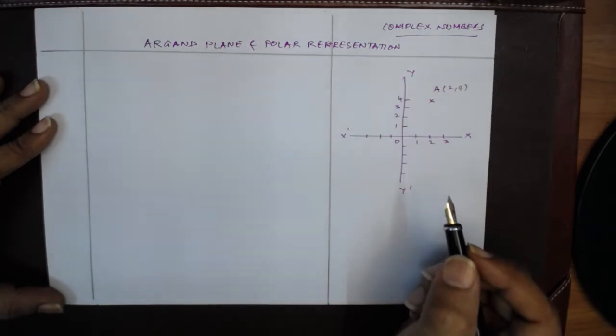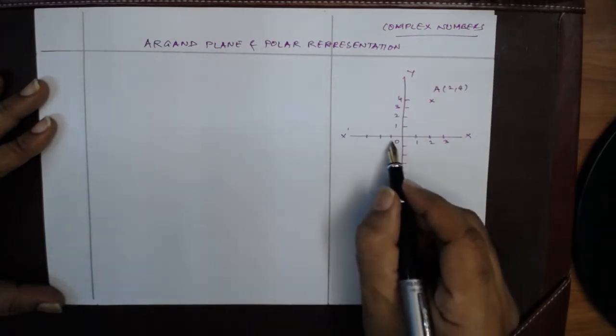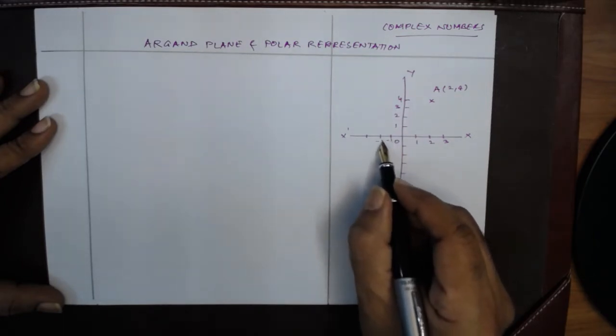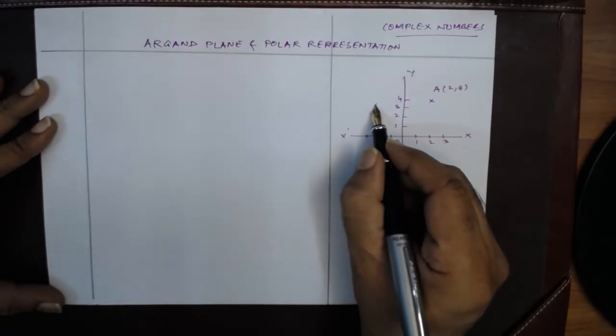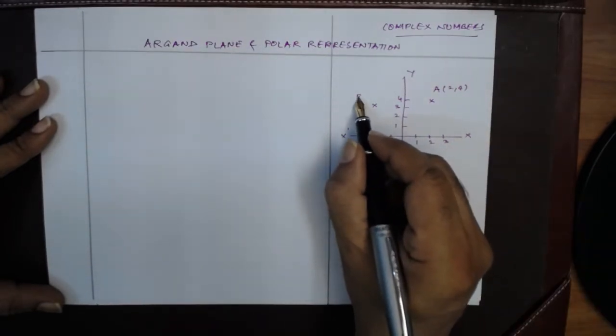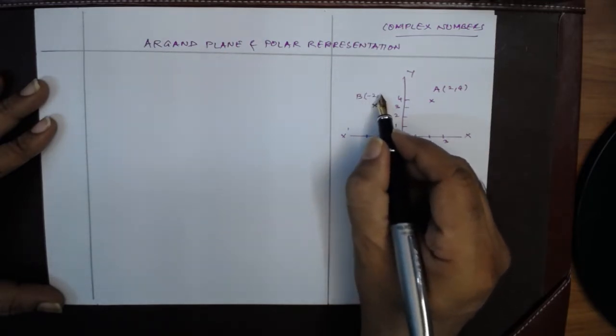Then B, minus 2, 3. Where is minus 2? This is minus 1, this is minus 2, 3. So minus 2, 3 means here. So this is B. So B is represented by the point minus 2, 3.